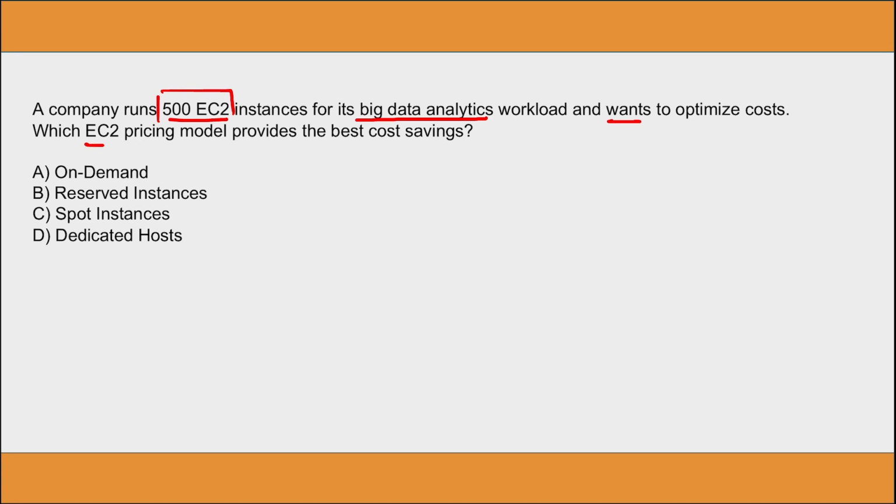Next, a company runs 500 EC2 instances for their big data analytics workload and wants to optimize the cost. Which EC2 pricing model will be the best here? So 500 instances for big data analytics. For big data analytics, the reserved instances will be used here, right? This will provide up to 75% discount on on-demand prices, correct? And it will be the best way to proceed ahead.